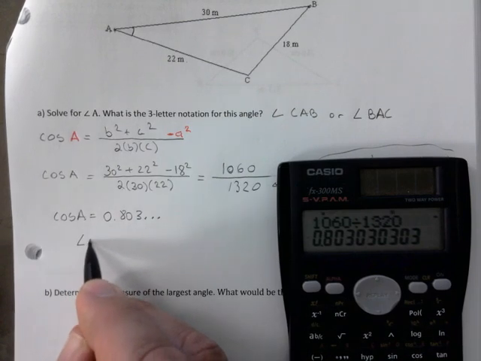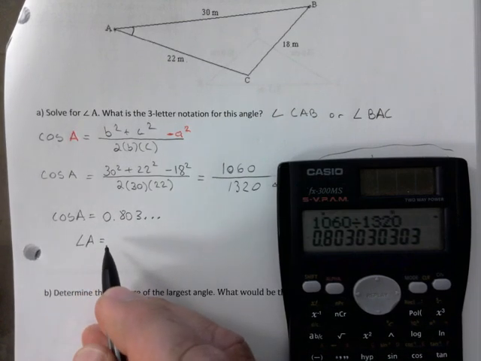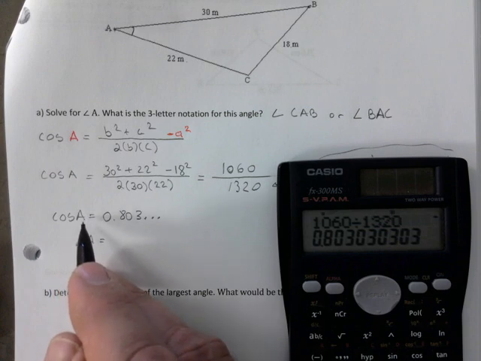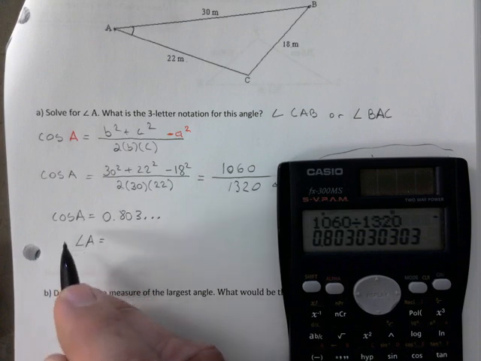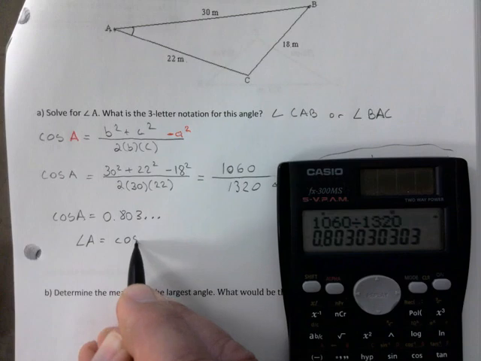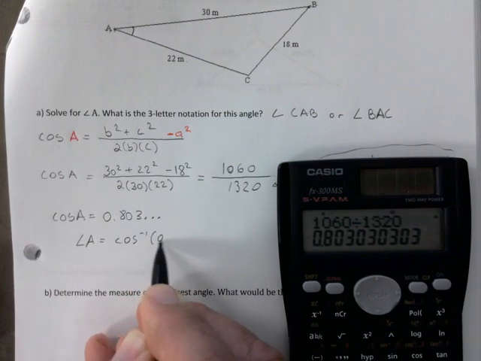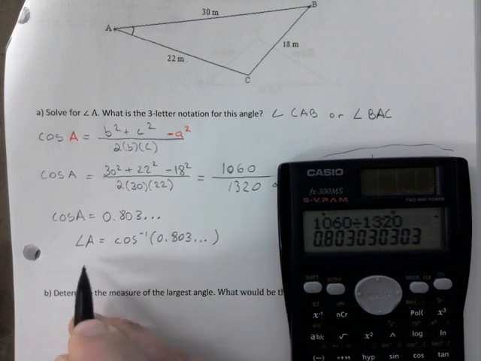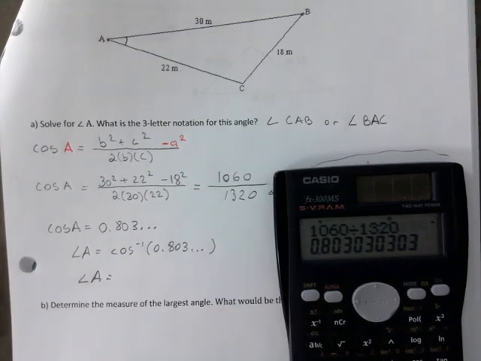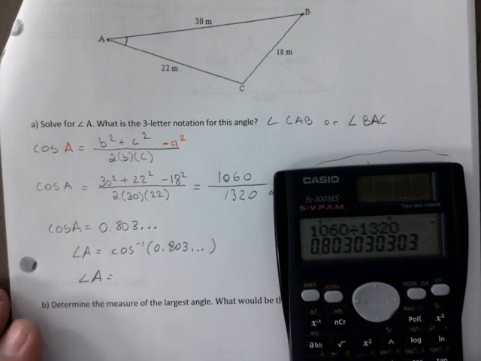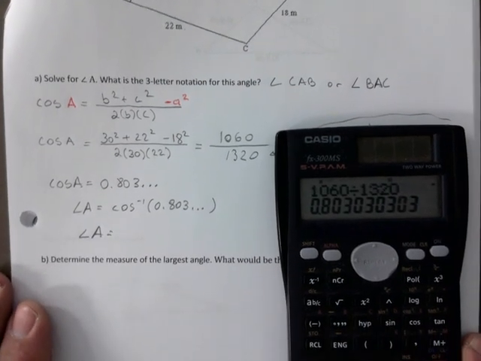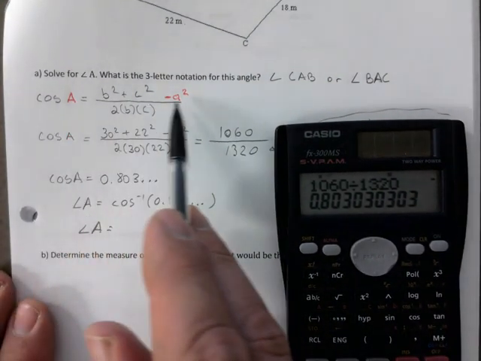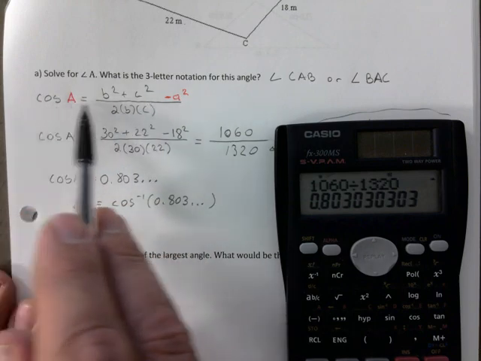And then to get angle A, remember, when it's sine A, you need to use sine inverse. When it's cosine of A, you need to use cosine inverse of 0.803 dot dot dot. And here we go. It's gonna be a little shorter next time around, okay? I'm gonna give you shortcuts because you don't really need this first part right here. You don't need to write that part.